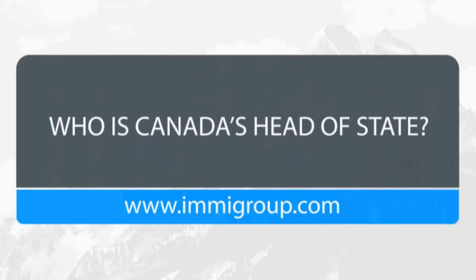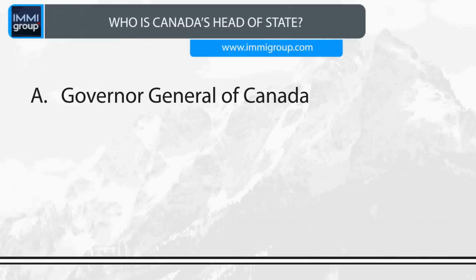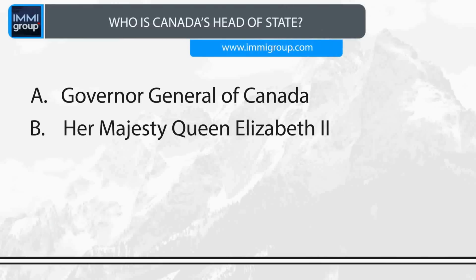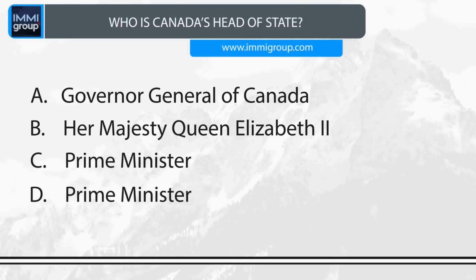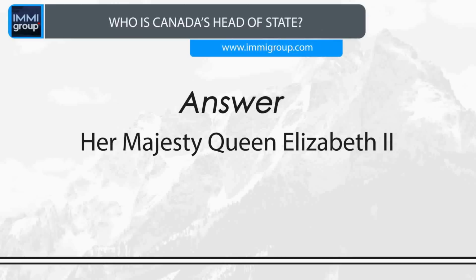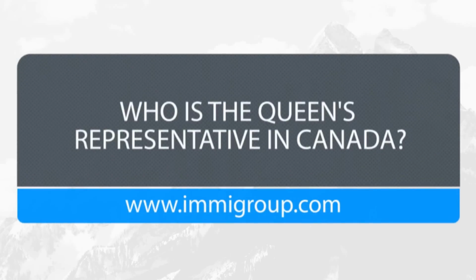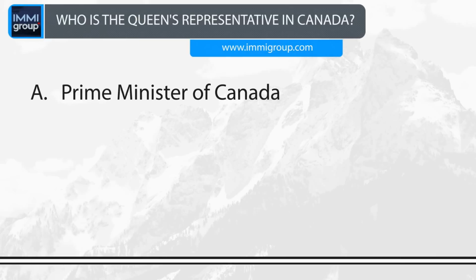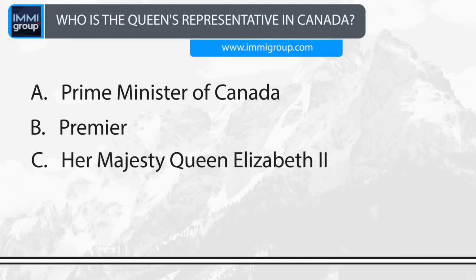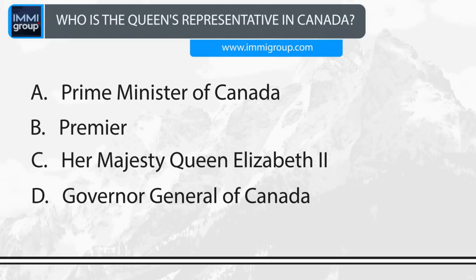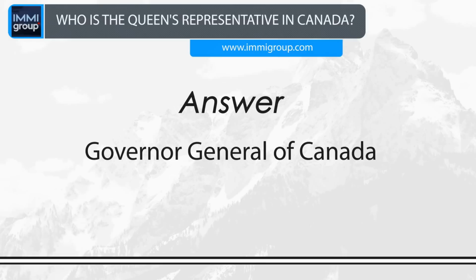Who is Canada's head of state? A. Governor-General of Canada. B. Her Majesty Queen Elizabeth II. C. Prime Minister. D. Lieutenant Governor. Answer: Her Majesty Queen Elizabeth II. Who is the Queen's representative in Canada? A. Prime Minister of Canada. B. Premier. C. Her Majesty Queen Elizabeth II. D. Governor-General of Canada. Answer: Governor-General of Canada.